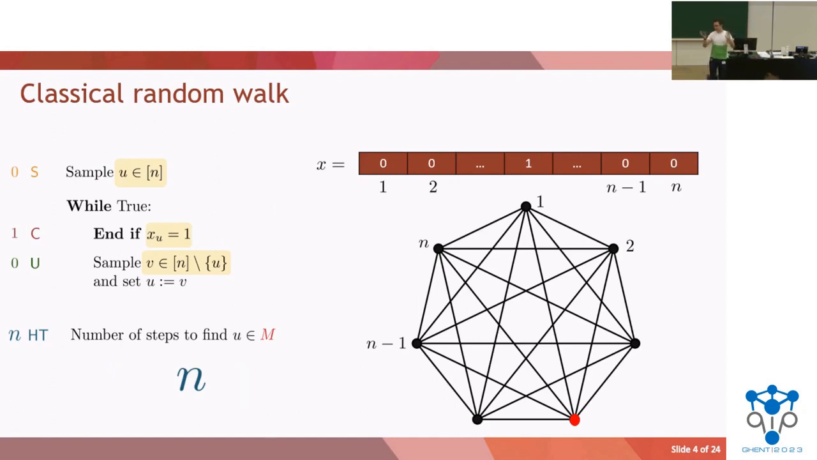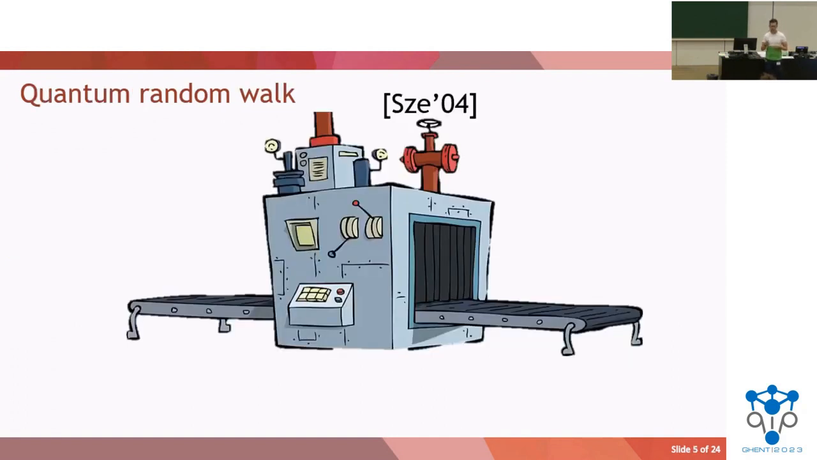I'm omitting big O notation. Of course, this is not a very interesting algorithm, but it shows that you can abstract many problems to fit this graph setting. Now, this is all classical. What if we want to move to the quantum setting? Can we keep this intuition? And luckily for us, we can.